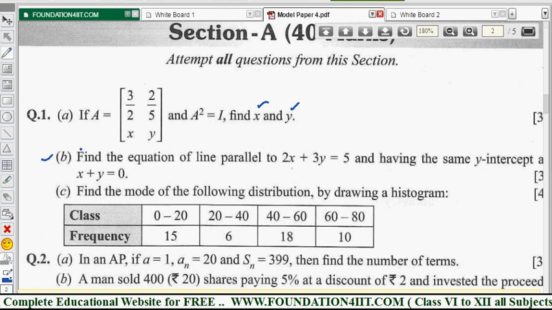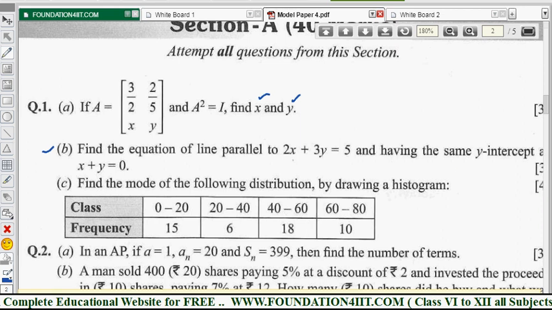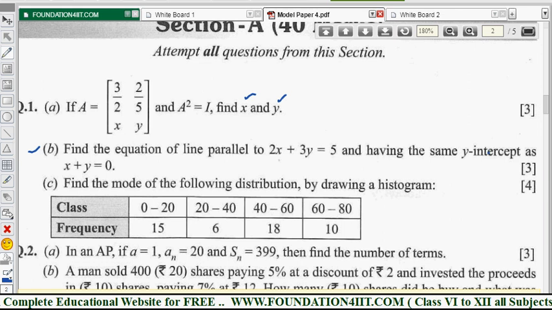And in this second one, find the equation of the line parallel to 2x plus 3y is equal to 5. So we need to find the equation of the line which is parallel to this equation and has the same y-intercept as x plus y is equal to 0. First we'll find the slope, because the required line is parallel to this line. If we find the slope of 2x plus 3y, we apply the same slope.